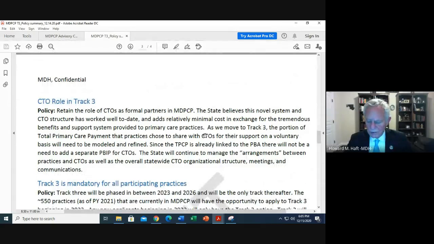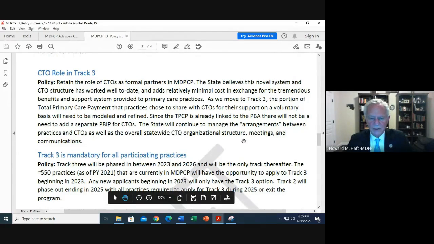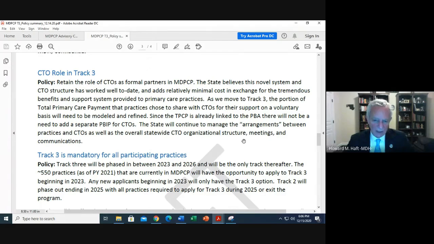So this is an issue that we have received opinions from CMMI on, and our policy goal here is to retain CTOs as formal partners at MDPCP, have them continue to receive direct payment such as is directed by practices as part of their payment structure. Of course, that would have to change. It would no longer be a portion of a care management fee. It would have to be structured in a different way, but we would like to retain the formality with the state continuing to manage the arrangements between practices and CTOs, to continue to manage the overall state CTO organizational structure, meetings, and communications, and keep that system intact. So that was our policy statement.